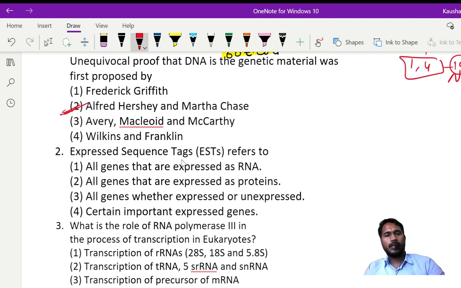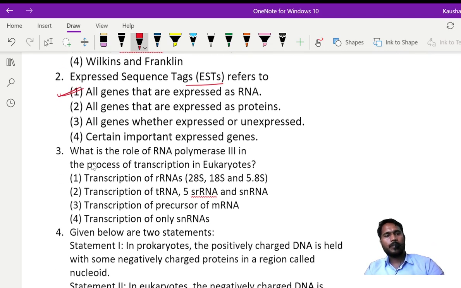Expressed sequence tag, again they are asking the same question. Refer to all genes that are expressed as RNA, all genes expressed as protein, all genes unexpressed, or certain important expressed genes. The answer will be expressed as RNA.